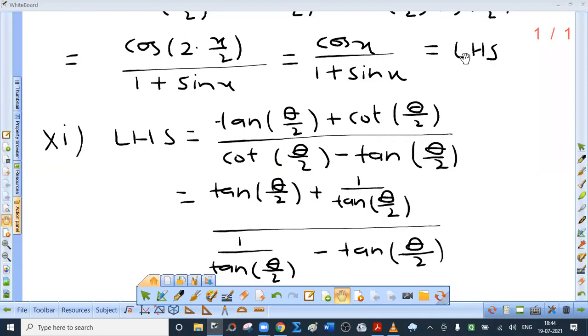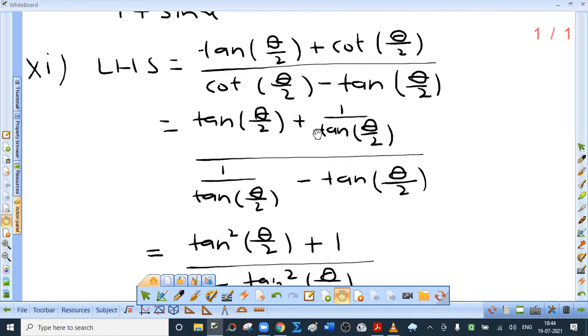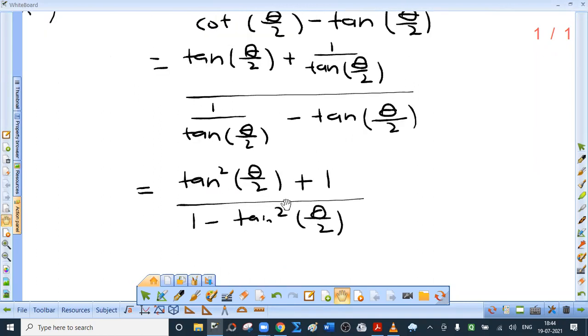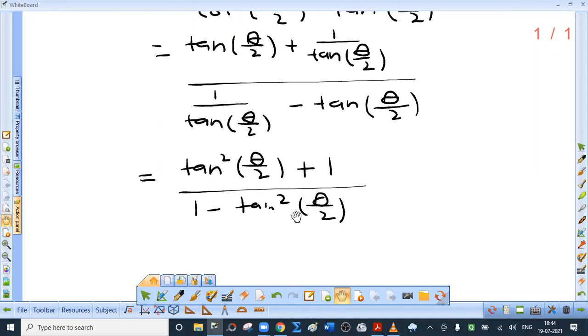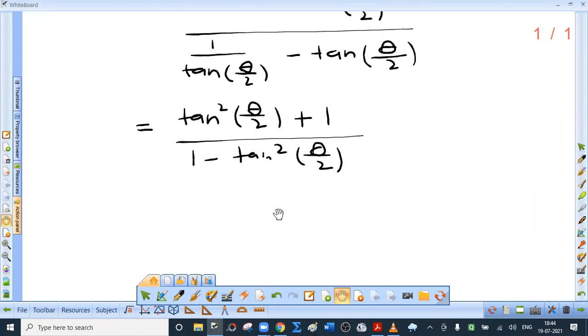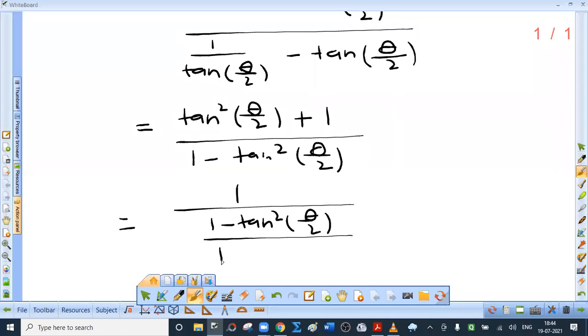Now 11th sum, prove that tan theta by 2 plus cot theta by 2 upon cot theta minus tan theta is sec theta. So what is cot? It is 1 upon tan. So multiply throughout by tan theta by 2. So tan square theta by 2 plus 1 upon 1 minus tan square theta by 2. Now you can say that that's it. This is LHS. Now we will simplify RHS, or I will write this as 1 upon 1 minus tan square theta by 2 upon 1 plus tan square theta by 2. I have written the same. That is very important.